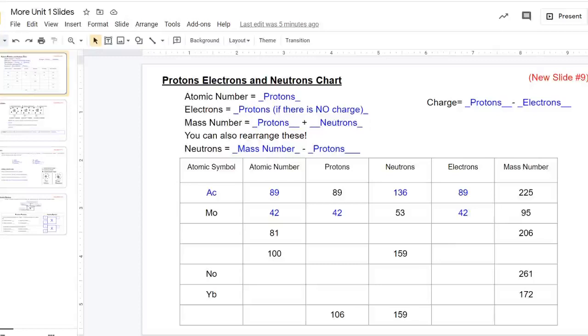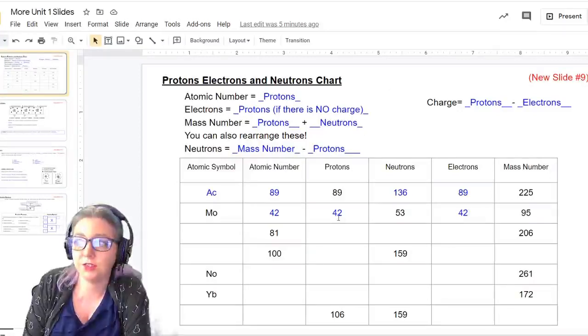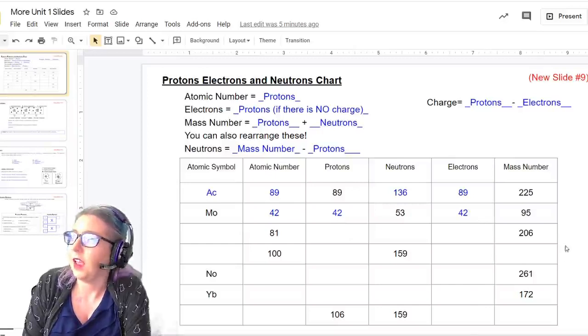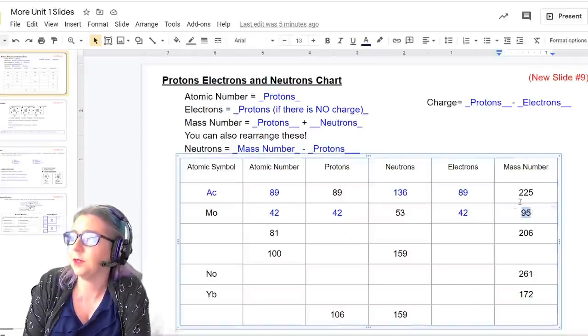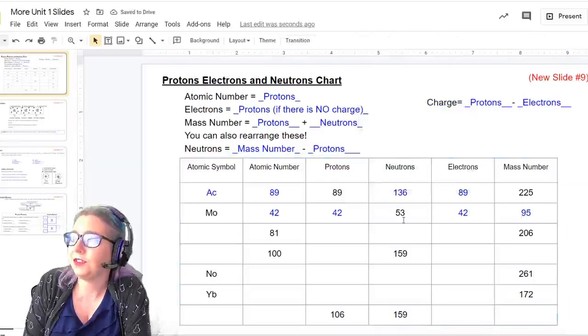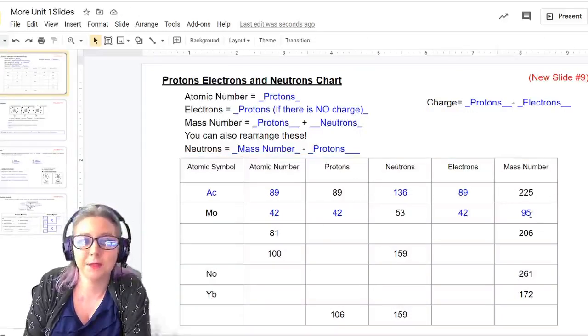So I looked up its symbol, so its atomic number was 42. Since I know the atomic number is 42, I know that my number of protons is also 42. Again, there's no charge on this chart. So if I have 42 protons, I have 42 electrons. And my mass number, oops, this should be highlighted blue. If I have 53 neutrons and 42 protons, 42 plus 53 gives me 95 as my mass number.